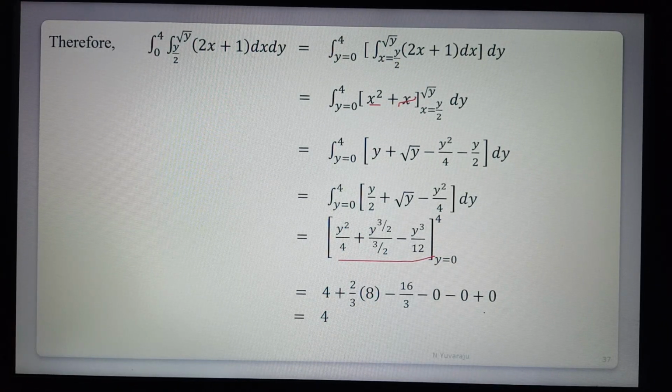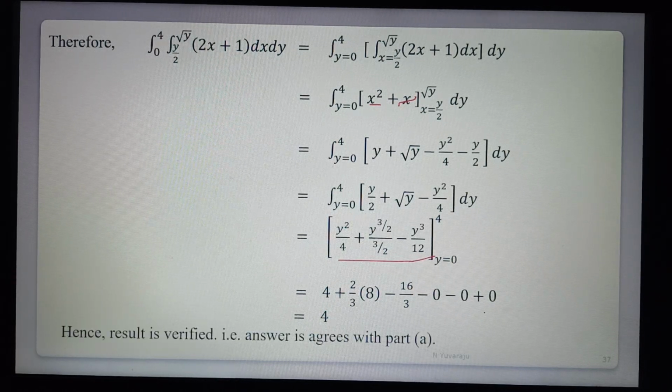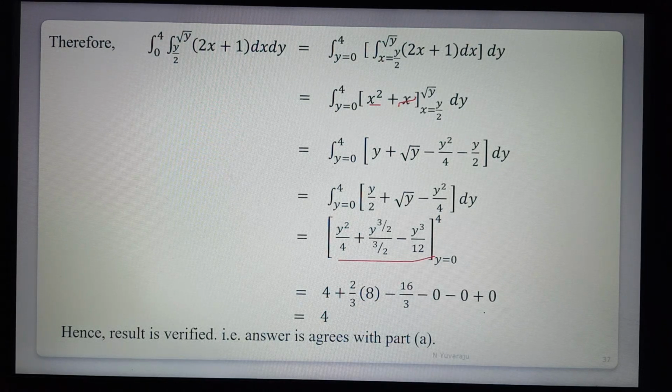So observing here, after changing the order of integration the value is 4, and with direct integration the value is also 4. After changing the order of integration, 4. Both are equal, so hence the result is verified. The answer agrees with part A. So this is the result of the given integration.